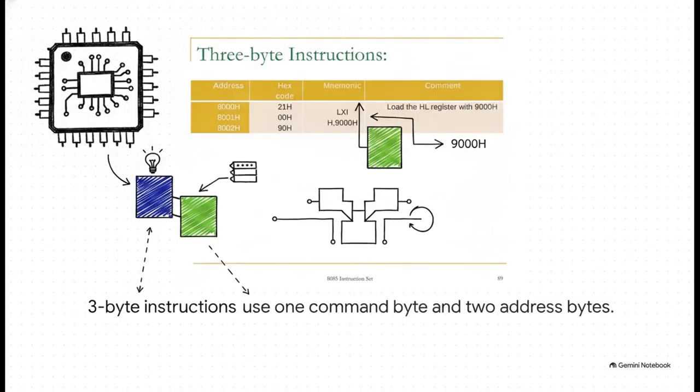Let's actually see how a 3-byte instruction builds its logic. Take the instruction LXI H, 9000H. The microprocessor first reads the 1-byte hex code 21H, so it knows the command is to load the HL register pair. But it needs the address, which is 9000H. So it takes up 2 more entire bytes of memory, 00H and 90H, to store that specific address. So that's 1 byte for the action and 2 bytes for the massive address target.